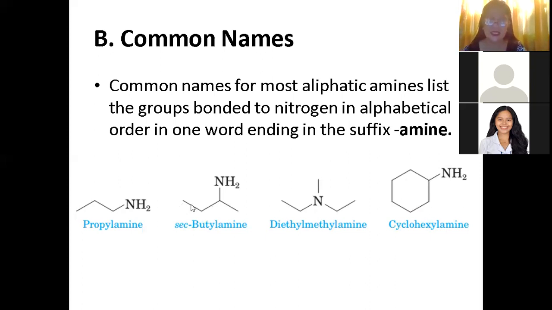This is secondary butylamine, or you can name this 1, 2, 3, 4, or you can have this as 2-butanamine. Pwede po ni siya, 2-butanamine. And this is diethylamine. In what way? This is an ethyl, and this is another ethyl, and there is an amine. And this is cyclohexanamine. Okay, now cyclohexanamine.